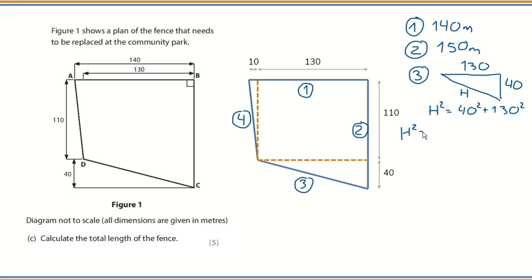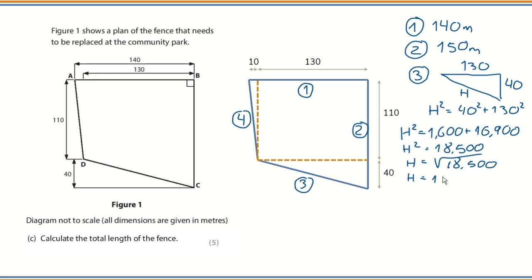H square is 40 square, which is 1600, plus 130 square, which is 16,900. So H square is 18,500. H is the square root of 18,500. H is 136.015 meters.